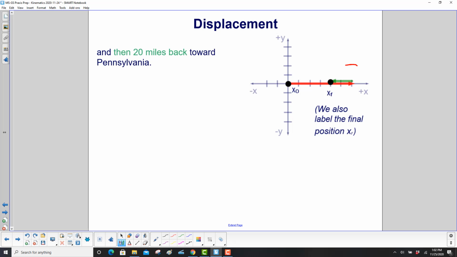Then you drive 20 miles back to Pennsylvania. So you started here where you were in New Jersey, and then you came right back this way 20 miles. And we label that final position x sub f, f for final.